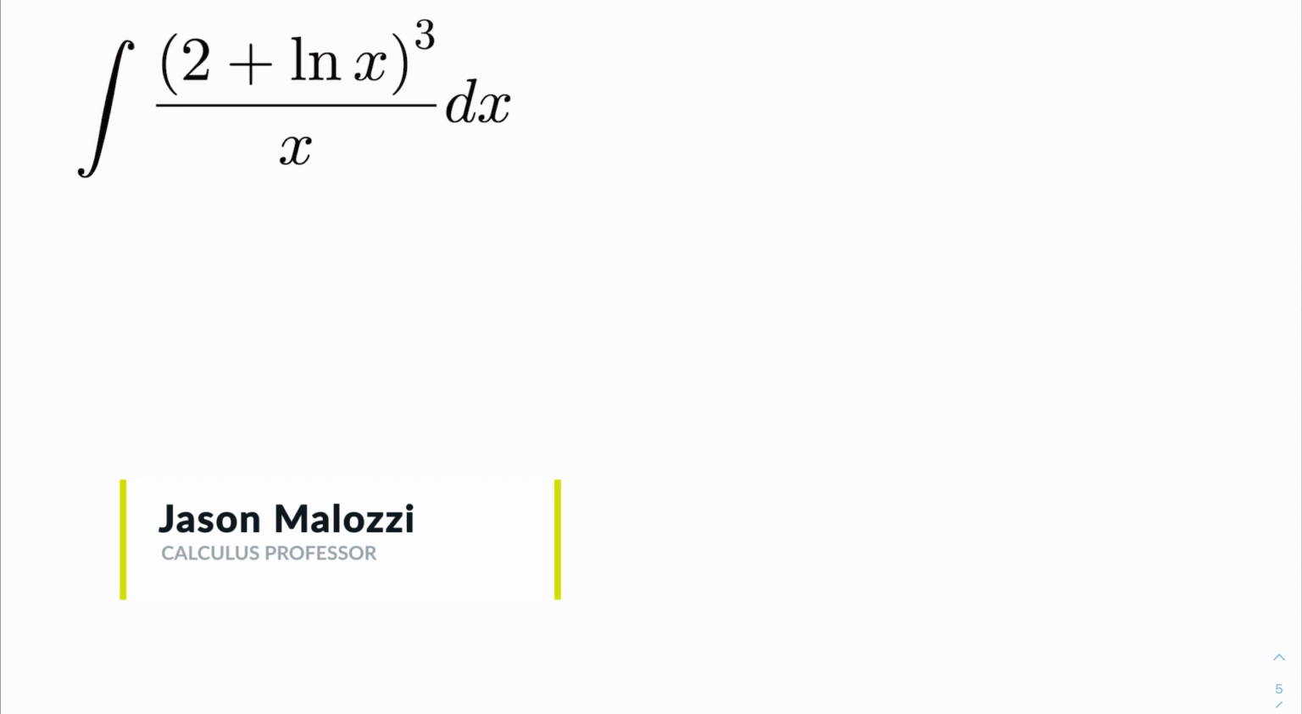Welcome back. What we're going to do in this video is look at another example of an antiderivative that needs to be found using u-substitution. Looking at this antiderivative, we have (2 plus the natural log of x) quantity raised to the third, divided by x, and this is what we're trying to find the antiderivative of.